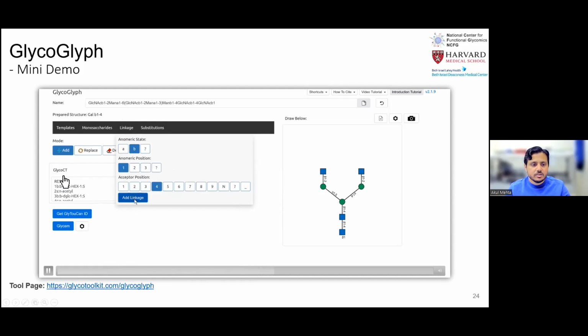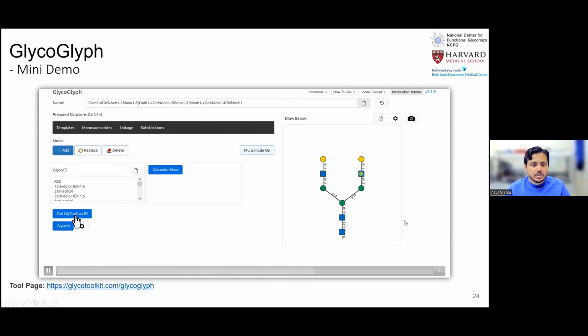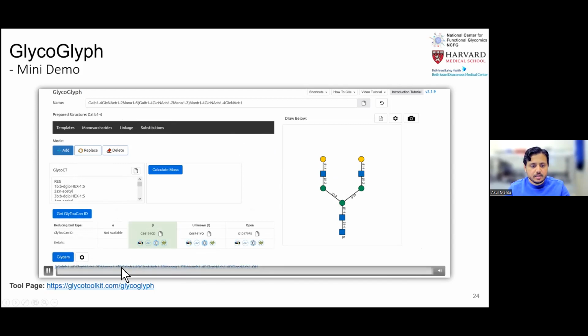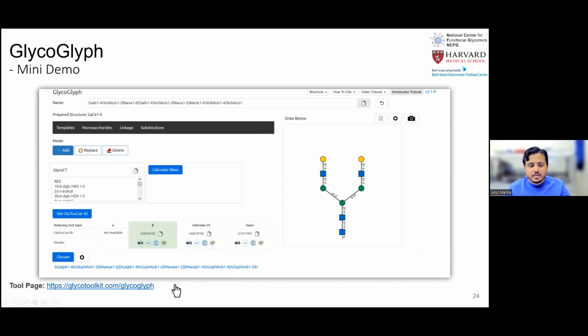The glycosity is produced over here, and you can copy it using this copy button. You can also click on this get Glycan ID to get the Glycan ID for the structure, and also links to other resources like Glycan, and you can get the Glycam link over here as well. And the tool page again over here for anyone who's interested.